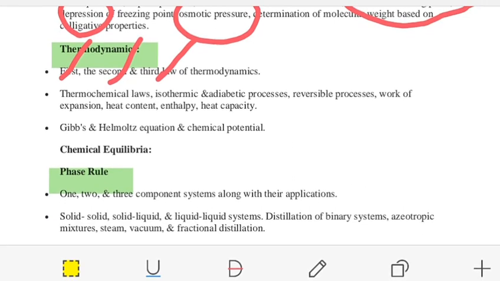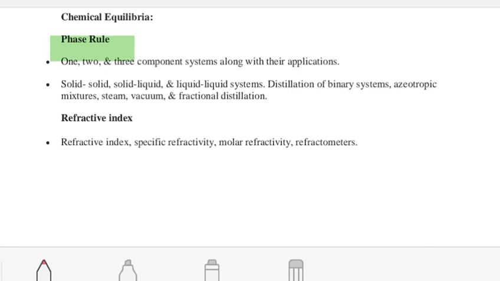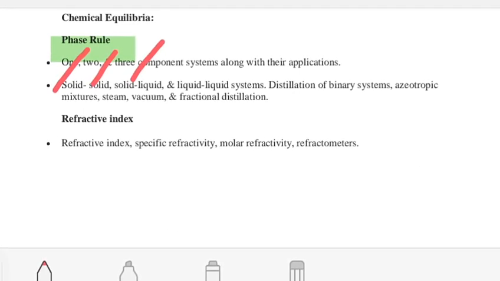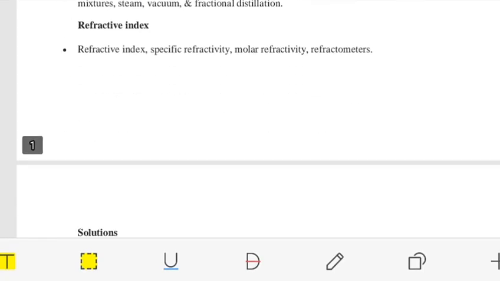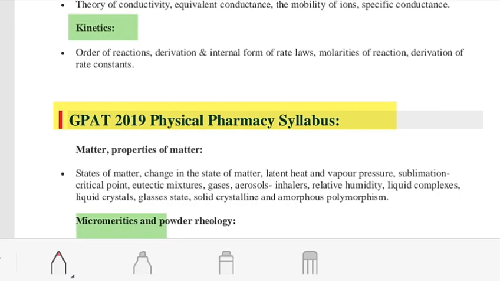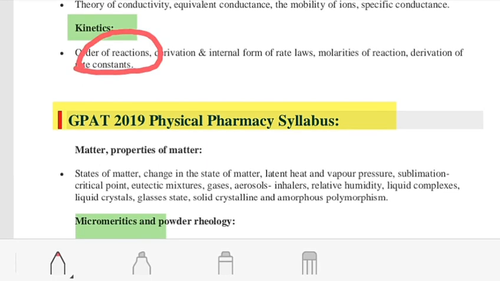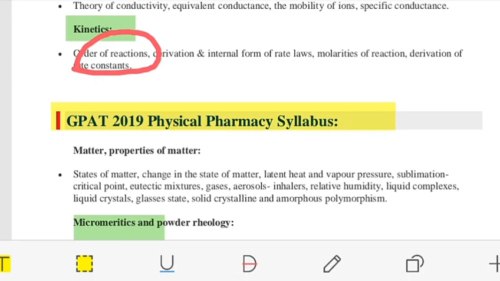And in phase rules, you have to focus on the 1, 2, 3 component systems with examples, and you have to know the phase rule formula, and the remaining you can skip. And in kinetics, the focus areas are order of reactions, first order, second order reactions, along with examples, and theory also you have to prepare. And here you can get some problems like t1/2 determination, t90 determination, that you have to focus on.